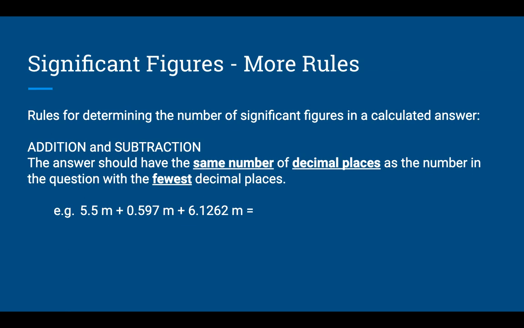So you put that in your calculator and you get an answer. So how do you round it? Well, this first measurement has 1 decimal place, the next one has 3, and the final one has 4. So our answer can only have 1 because of that 5.5. So your calculator tells you 12.2232, but you can only give 1 decimal place, so your answer is 12.2.